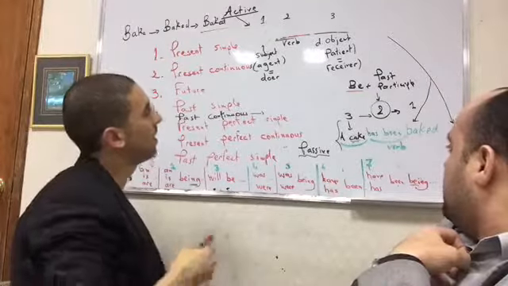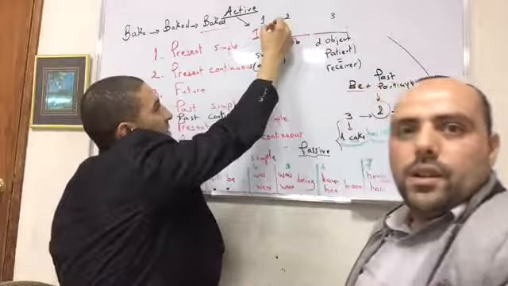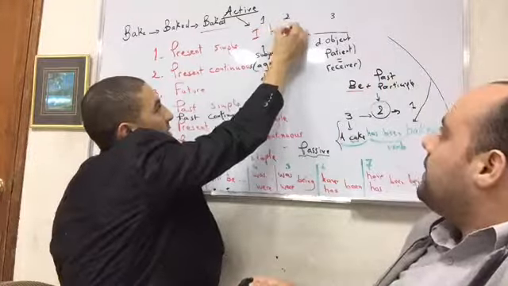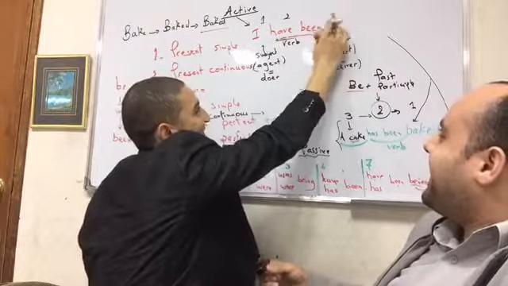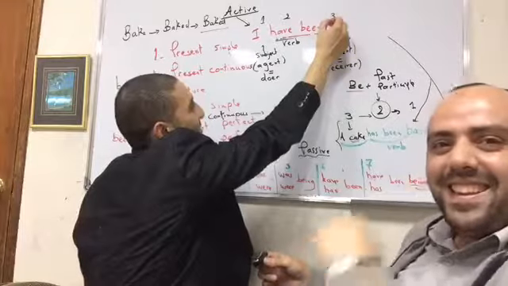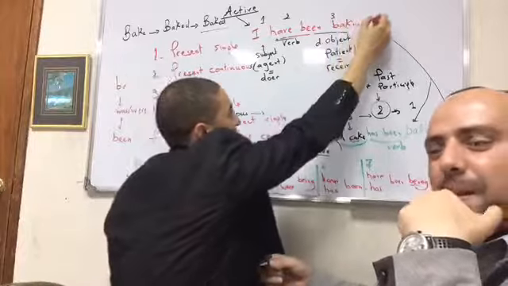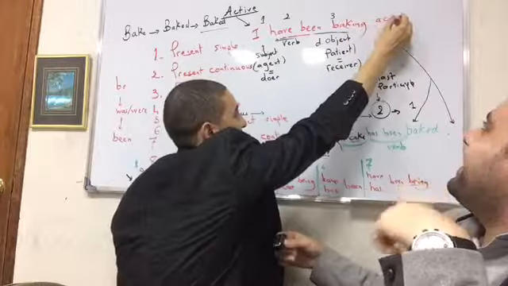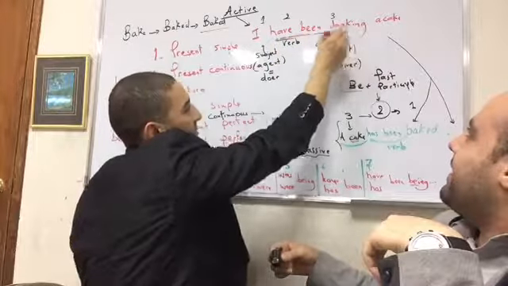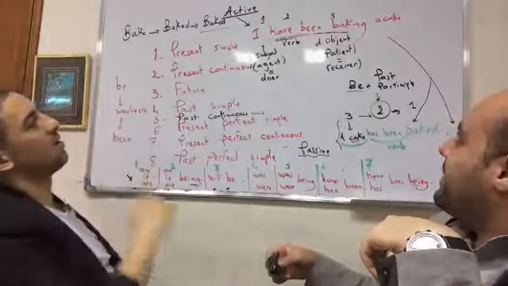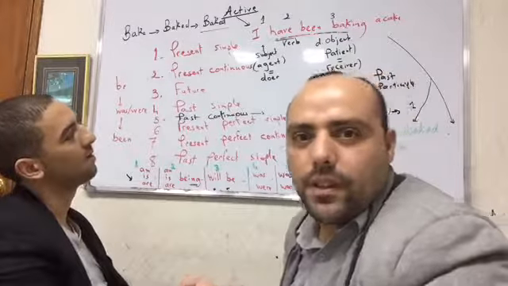So here, the same example: I have been baking. Is that bigger? This is bigger, it's clear and clean. I've been baking a cake. What is it going to be in the passive? This is the predicate here: have been baking.